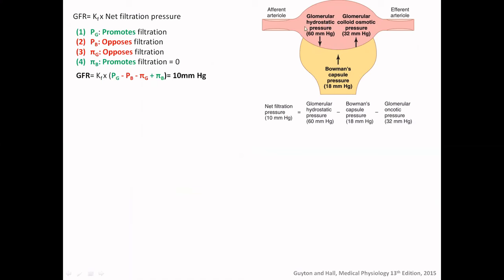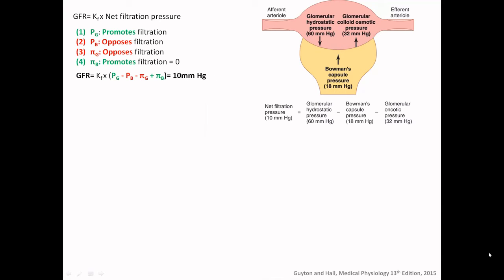Pg, that is the glomerular hydrostatic pressure. Pi g, that is the glomerular colloid osmotic pressure. Then Pb is the Bowman capsule hydrostatic pressure, and pi b is the Bowman capsule osmotic pressure, so that is 0. We have discussed this earlier also. So GFR = Kf × (Pg − pi g − Pb), where pi g is the osmotic pressure of the glomerulus, Pb is the hydrostatic pressure of the Bowman capsule, and pi b is 0.